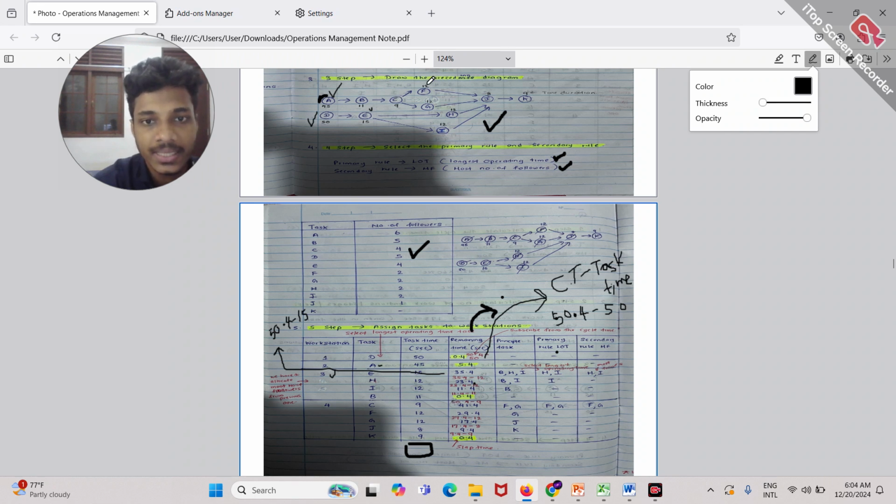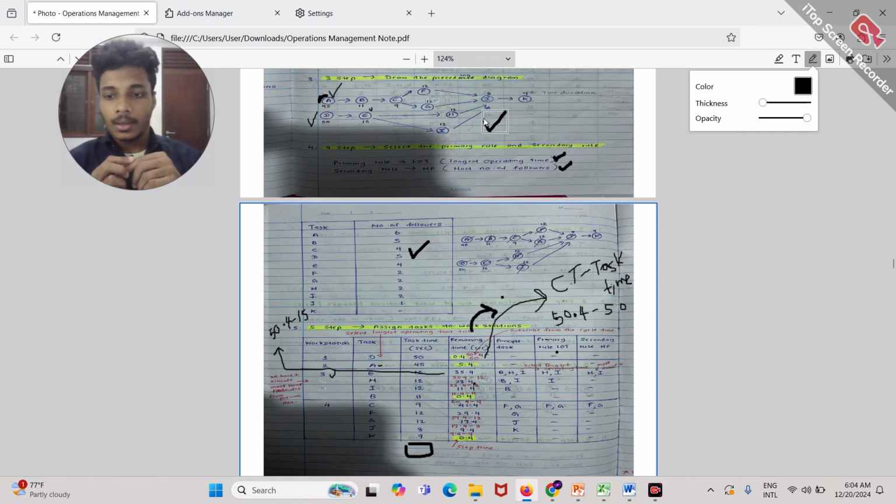Now we have C, F, G, J, K, right? These are the remaining tasks.